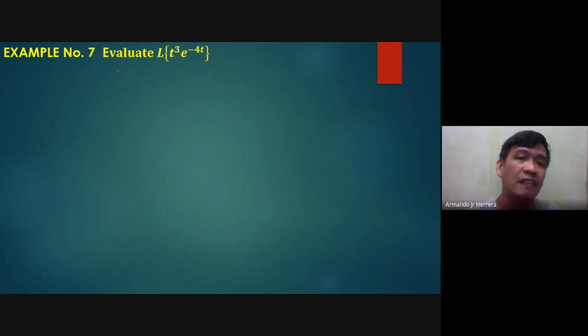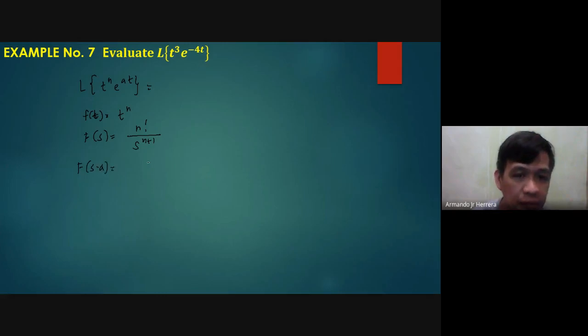So how about this one? We have to evaluate the Laplace transform of t cubed e raised to minus 4t. We can use derivatives of transforms, or we can use the Laplace transform of t to the n e raised to at. So we will just use the first shift property. My f of t is t to the n. So my F of s there is n factorial over s raised to n plus 1. Then F of s minus a is simply n factorial over s minus a raised to n plus 1.